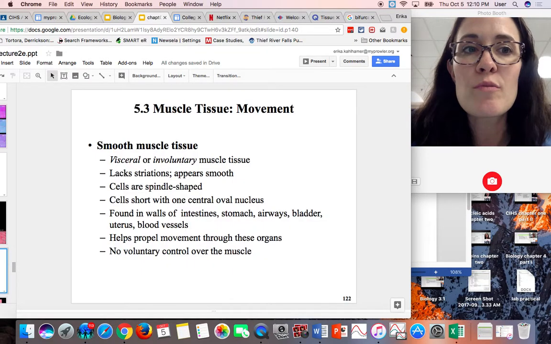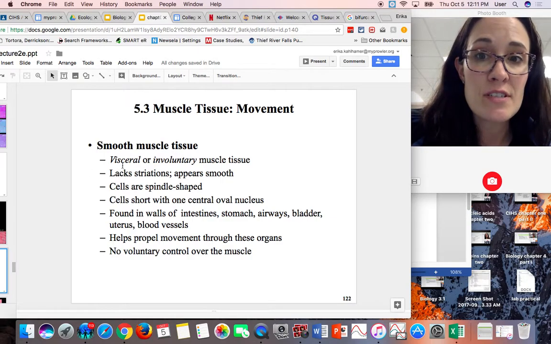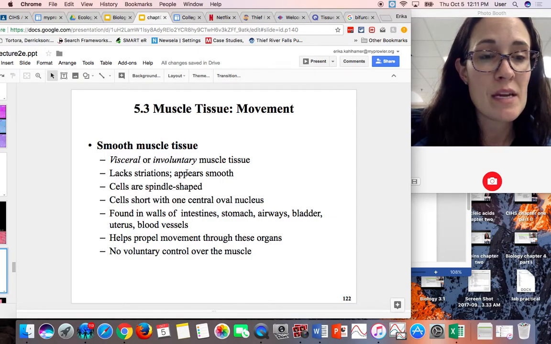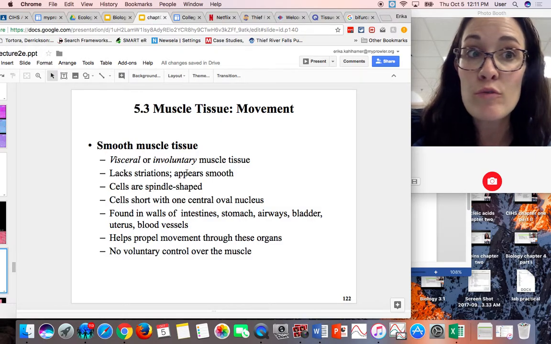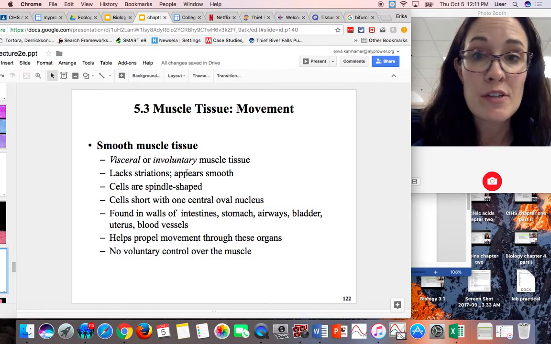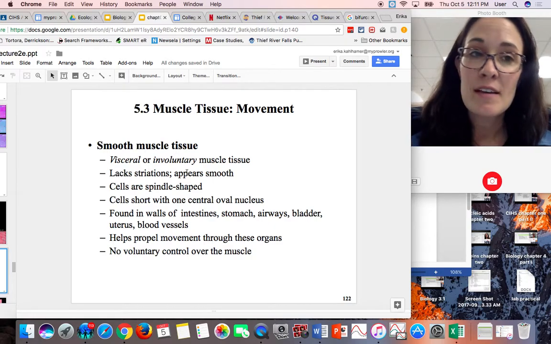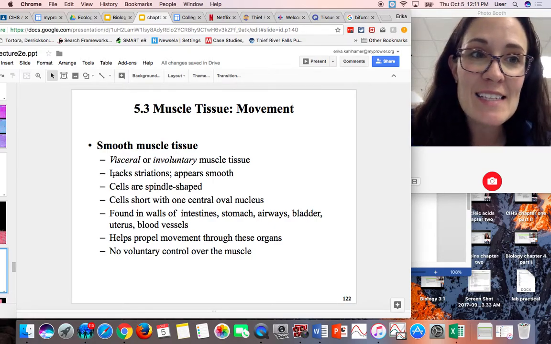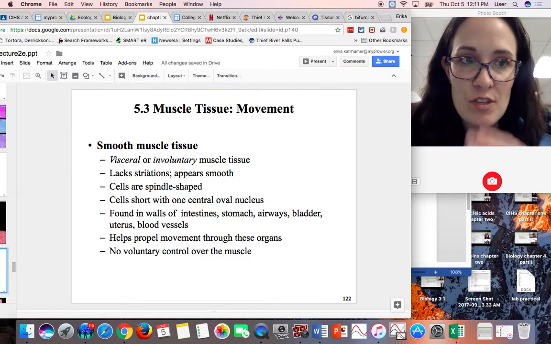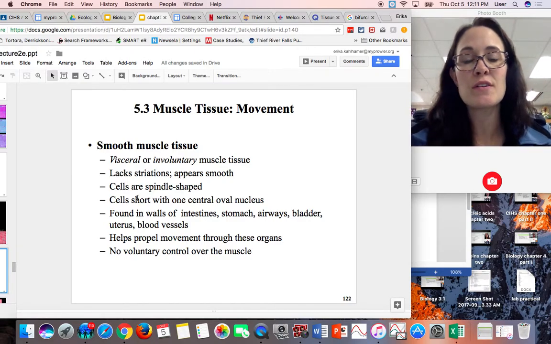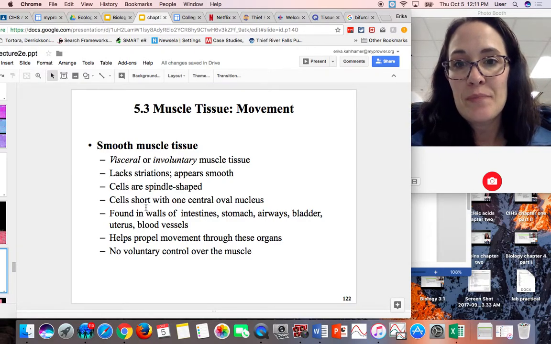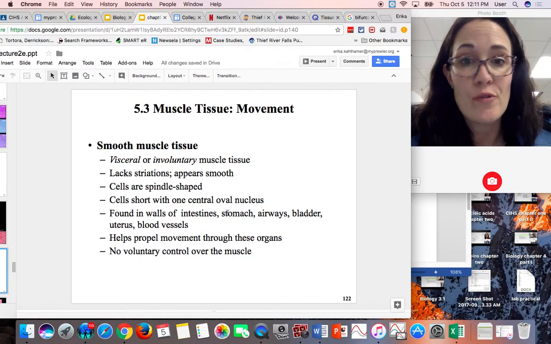The third type of muscle is smooth muscle. It is visceral or involuntary, meaning you don't tell your small intestine to move food from your stomach to your large intestine. It just does it. It's called smooth muscle because it lacks striations, the striped appearance. The cells are spindle-shaped, and they're shorter with one central oval nucleus.